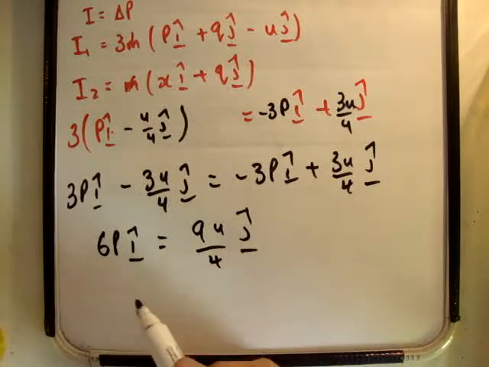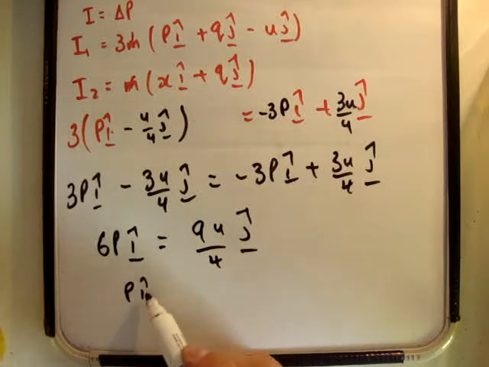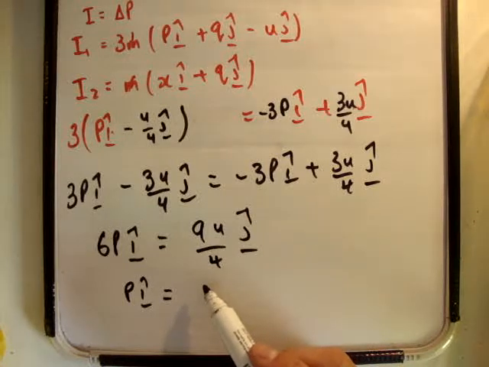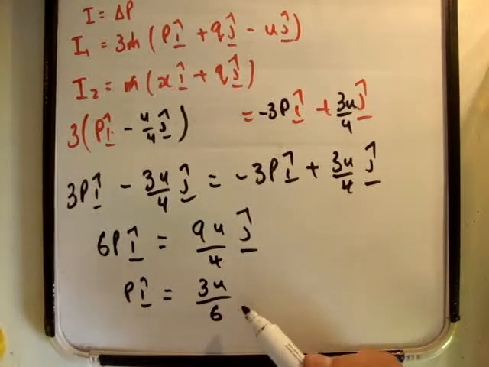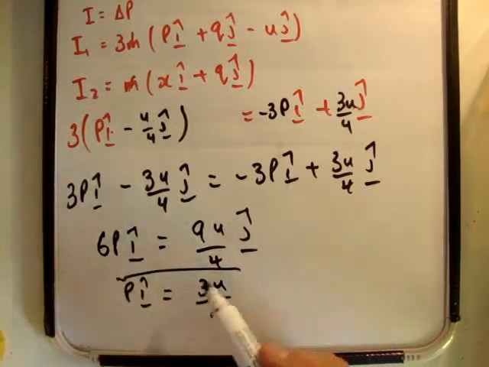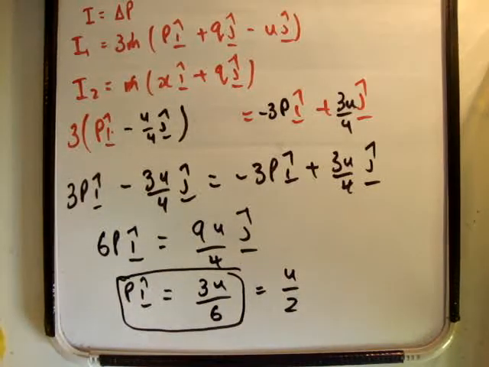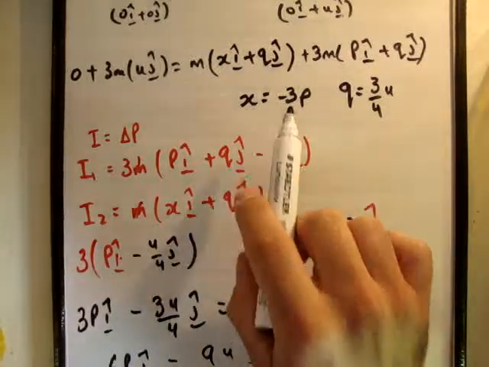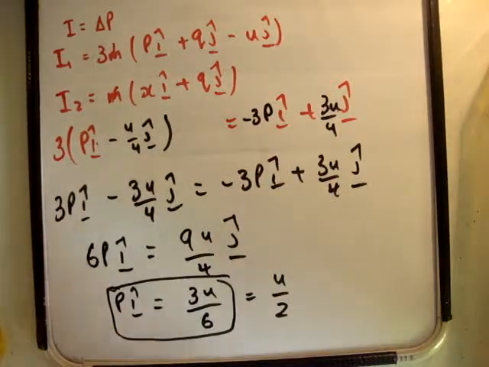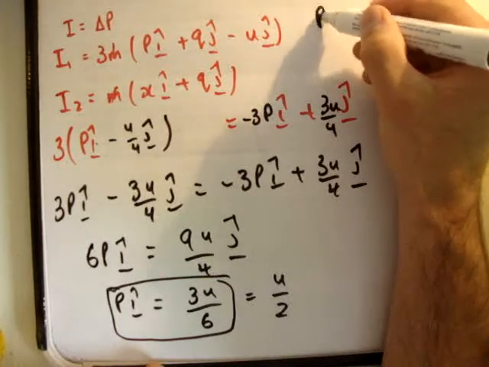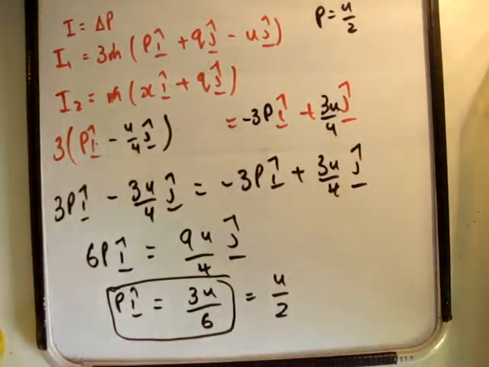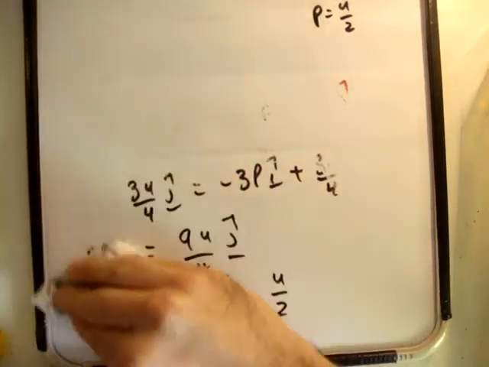Alright, so drop down the 6 and we're going to get p i hat is equal to, one sec there now, 3u over here and a 6 down here. So that's equal to u over 2. So u over 2 is equal to p. But we know that x is equal to negative 3p. So what can we write? Just bear with me now, and I'm going to rewrite this. So p is equal to u over 2. Alright, we're doing well. That's the end of the question essentially.